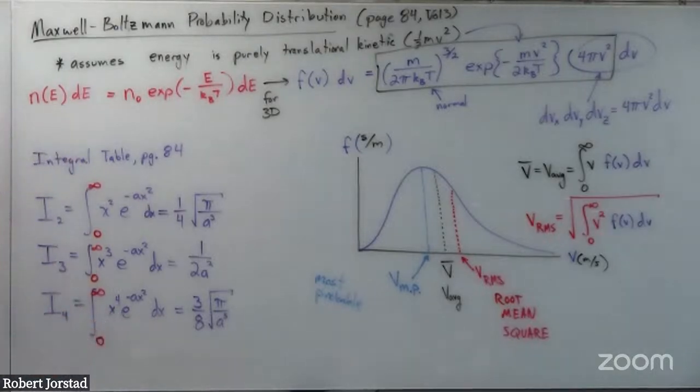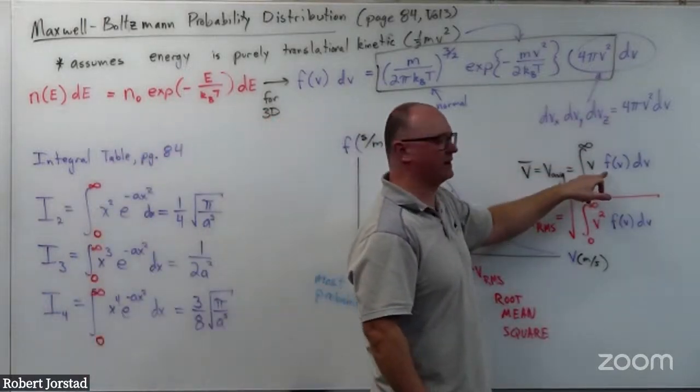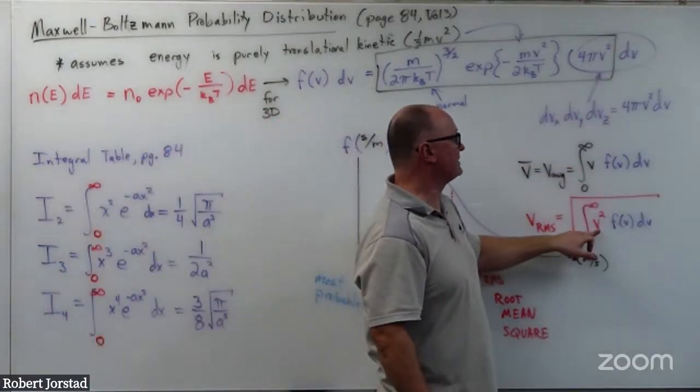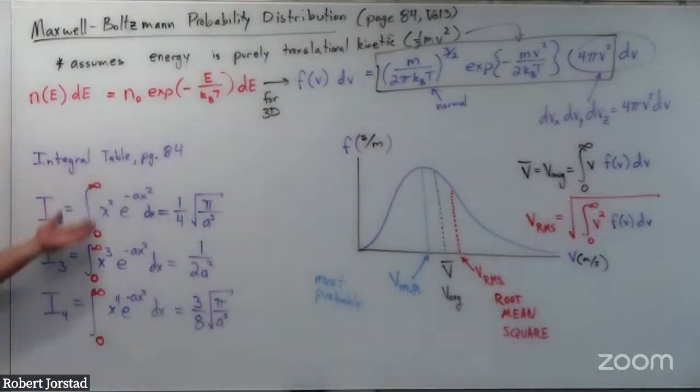Notice I3 would be pretty handy for computing this one because you're going to get a v squared times a v, you get a v cubed here. This one has a v squared times a v squared, you get v to the 4th. So you can see why I've got these integral tables listed here. And it's just a real annoying process.